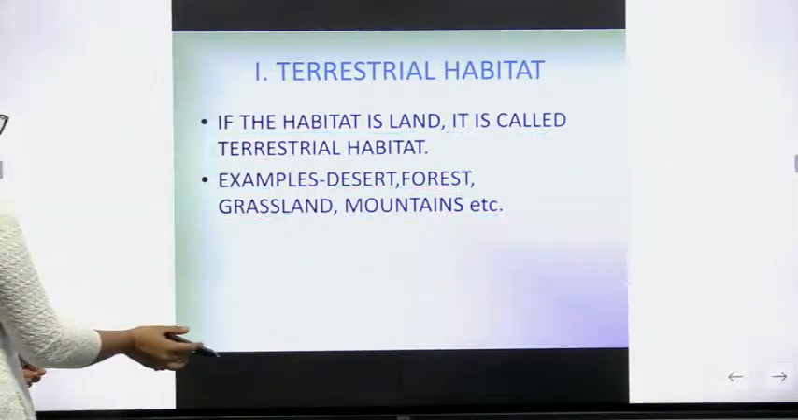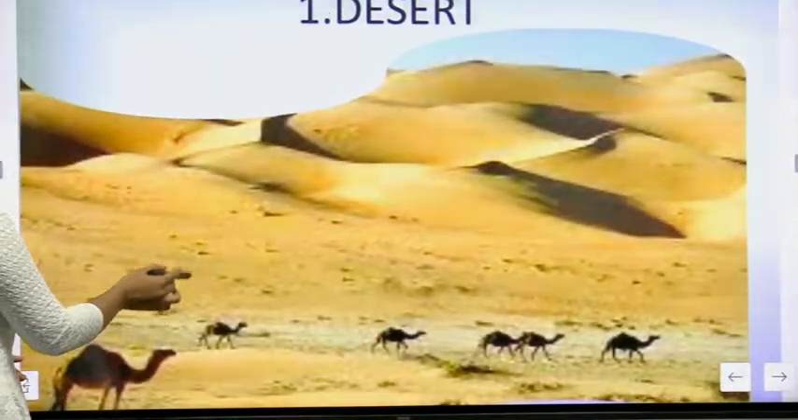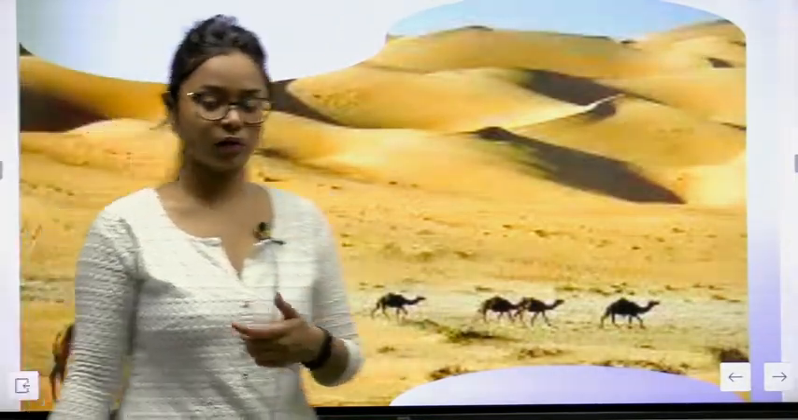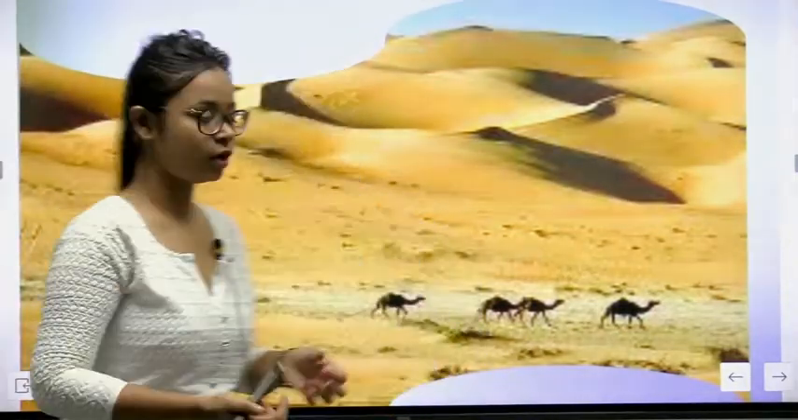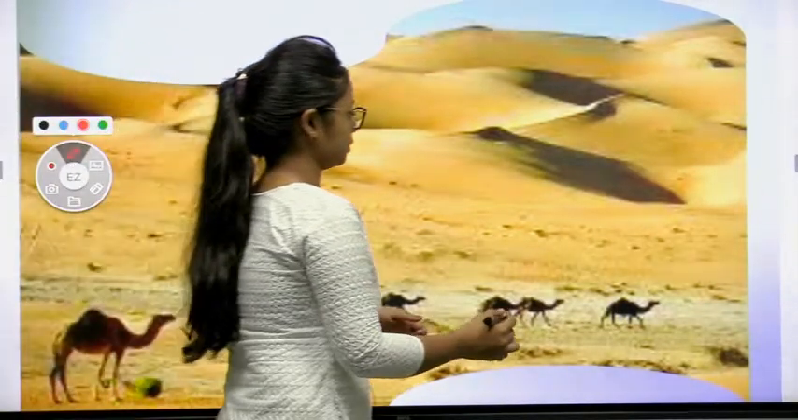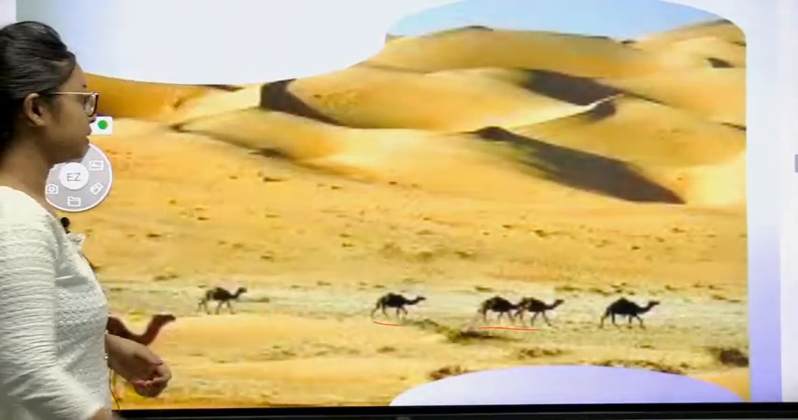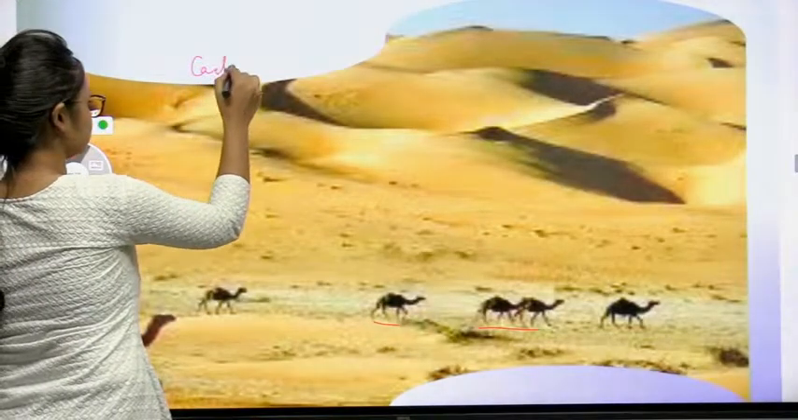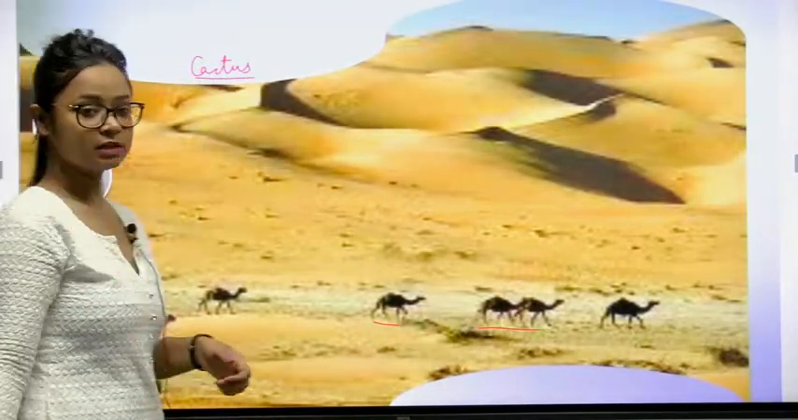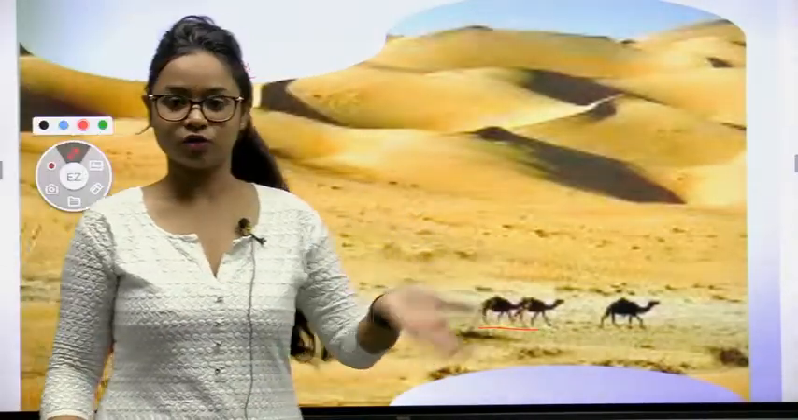Next, desert. Now desert, you all know desert. If I take the name desert, which organism first comes to your mind? Camel. And if we talk about plants, that is cactus, right? So these all are the organisms which come to your mind when I take the name desert. Tell me the organisms which live in a desert. So what will you say?